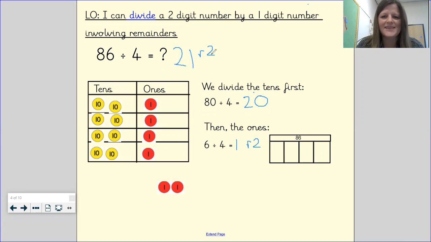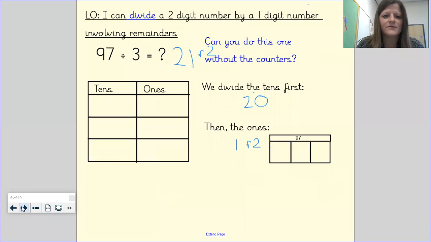Okay, let's have a look at the next one together. Let me just rub out what we have done here, get rid of the last learning. We've got 97 divided by 3 here. Now, can you have a go at this one without using the place value counters or without drawing the place value counters? Can you do this mentally? Can you do this one in your head? Okay, pause the video and have a go.